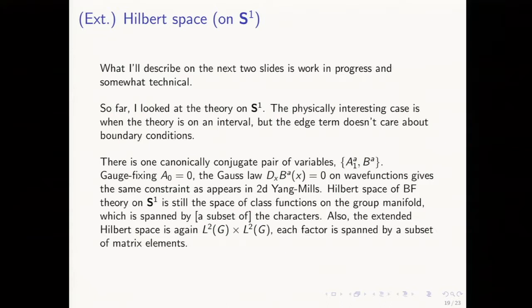Okay, so let me tell you what this theory looks like on S1. If you take this Lagrangian description and rewrite it in a 1+1 decomposition, you see that there's one canonically conjugate pair of variables, plus the other component of the gauge field imposes a Gauss law. The Gauss constraint on the wave functions is actually the same one that appears for the 2D Yang-Mills. So the Hilbert space of the BF theory on S1 is still going to be the space of class functions on your group manifold, and the extended Hilbert space will again be the space of the square integrable functions, or two copies of it. Each of these spaces is spanned by now a subset of the characters and matrix elements for the unitary reps of SL2R. In this case, we only want to keep a subset because some of these reps lead to non-normalizable wave functions. Okay, so that's the Hilbert space and the extended Hilbert space.